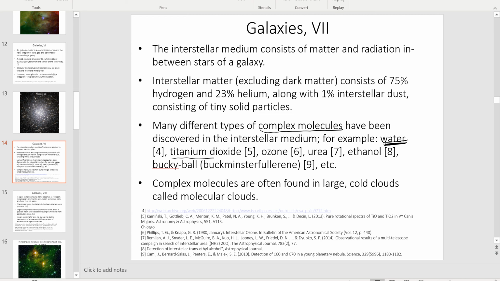We find titanium dioxide. This is a molecule that's found in toothpaste as well as sunscreen. We find ozone, urea. Urea is excreted by biological organisms. I'm not saying that the urea in the interstellar medium is excreted by organisms. It can be produced by chemical processes, but nonetheless we find it. We find ethanol. We even find Buckminster fullerene, which is a complex molecule made of carbon.